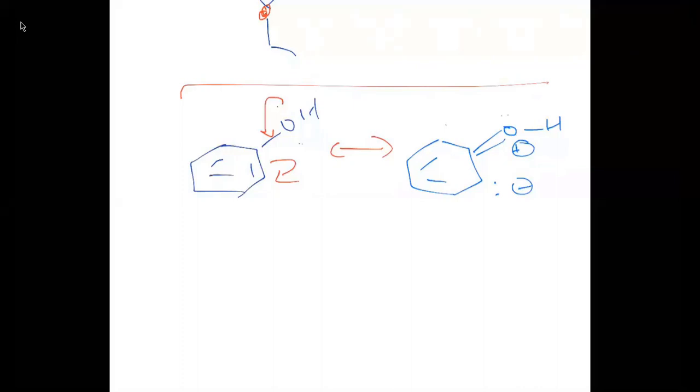Yeah, that's it. That's the resonance form, right? But in doing the resonance form, what do you see? You see now that the ortho position is activated. Am I right? You can add an electrophile there.